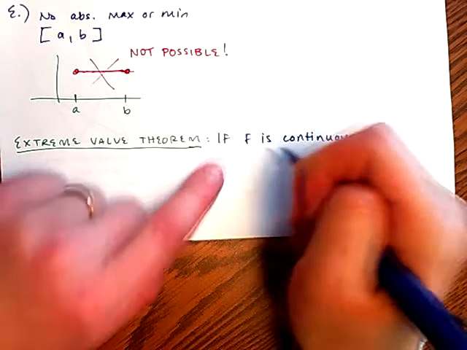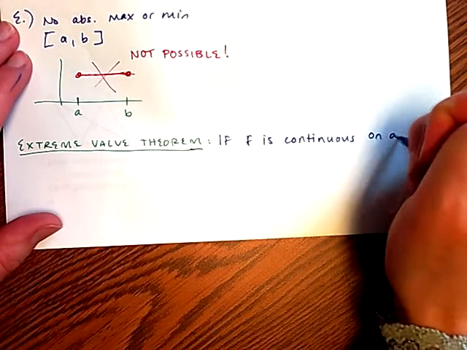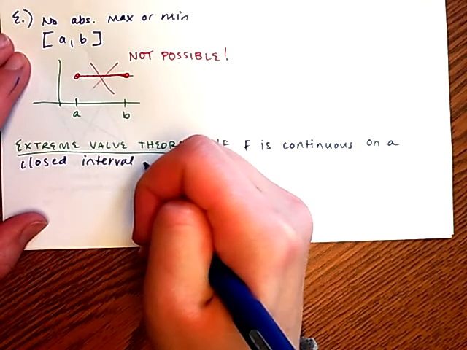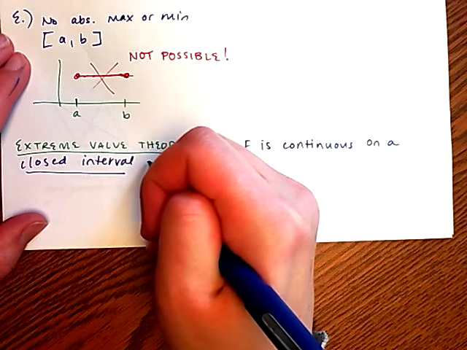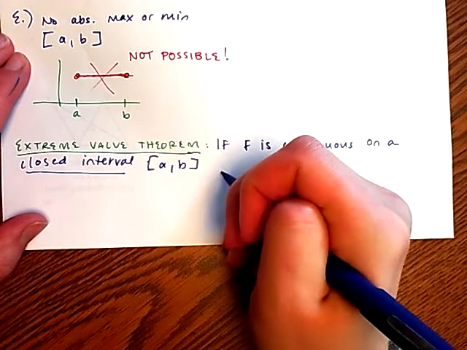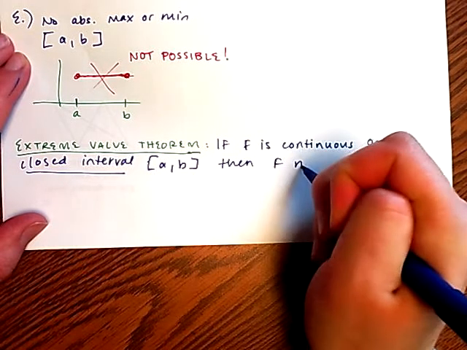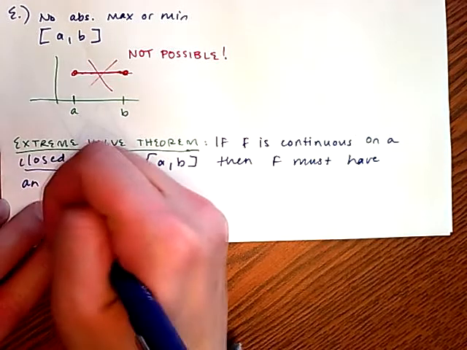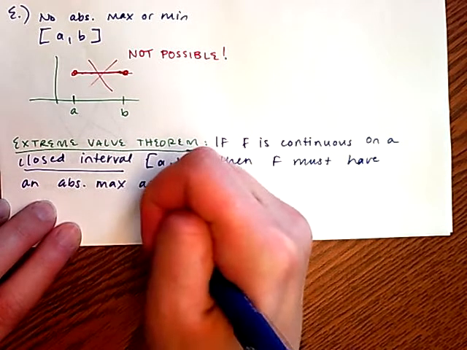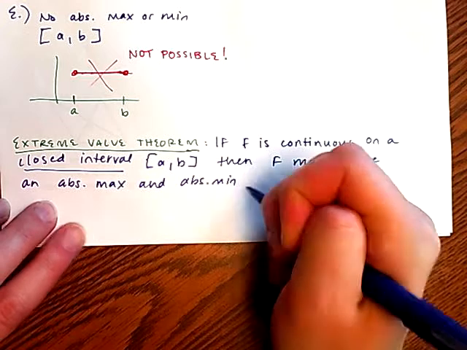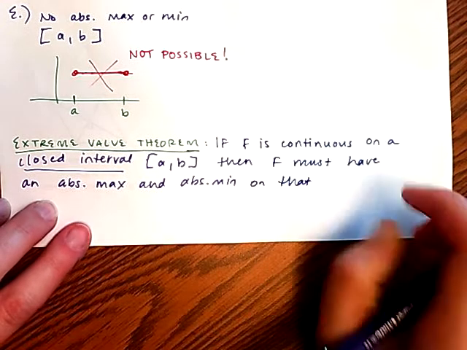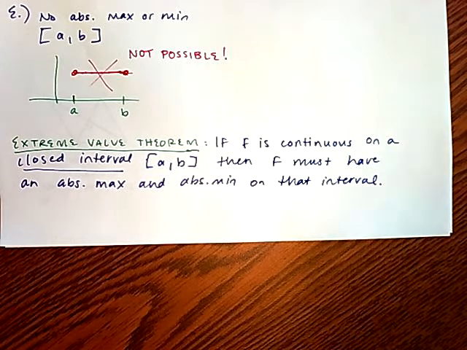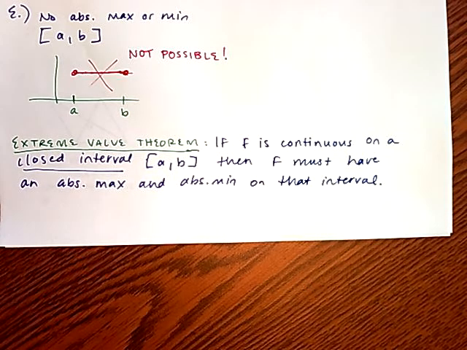Okay. So it says if f is continuous on a closed interval, and that part, closed interval, is important, so I'll say from A to B, then f must have an absolute max and absolute min on that interval. Okay, now this is only true on closed intervals.